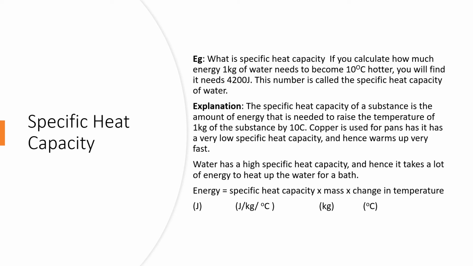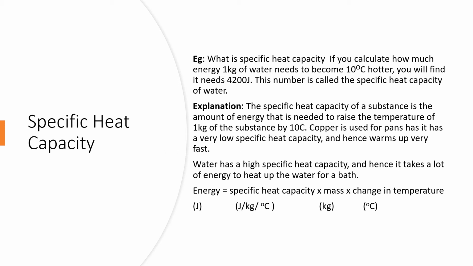So specific heat capacity. What is specific heat capacity? I'm going to explain this with an example. If you calculate how much energy 1 kilogram of water needs to become 10 degrees hotter, you'll find it needs 4,200 joules. This number is called the specific heat capacity. The specific heat capacity of a substance is the amount of energy that is required to raise the temperature of 1 kilogram of a substance by 10 degrees.